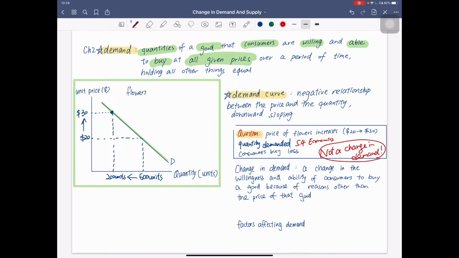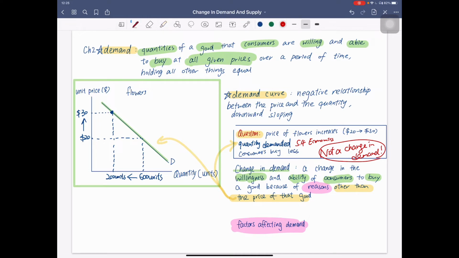Let's look at what is meant by change in demand. It refers to a change in the willingness and ability of consumers to buy goods because of some reasons. And these reasons are factors affecting demand, other than the price of that good. When there's a change in the price of that good, it is actually just a change in the quantity demanded, just like this case. So it is not a change in demand.